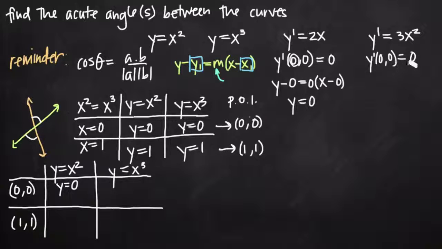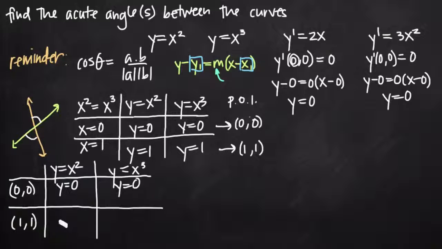If I go over here to the right, again, I'm going to do the same thing. I have a slope of 0, a coordinate point of 0, 0. I'll get y minus 0 equals 0 times x minus 0. And when I simplify, I'll get y equals 0. That's going to be my tangent line equation for this box here.